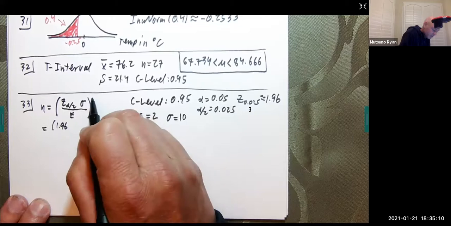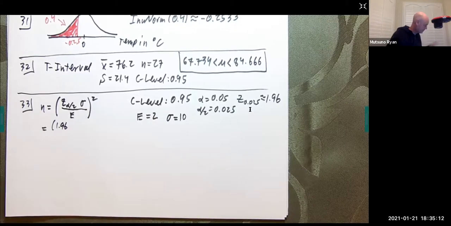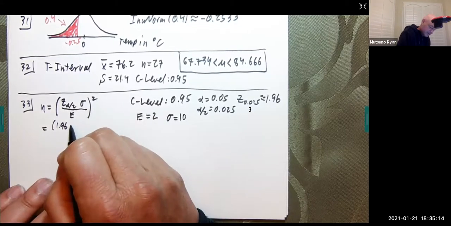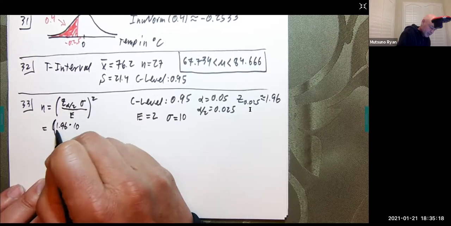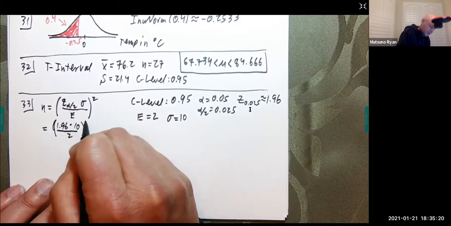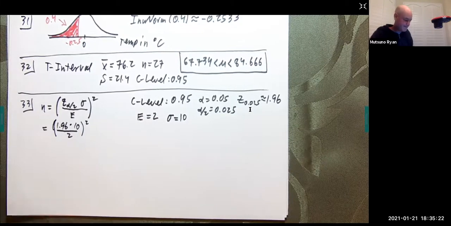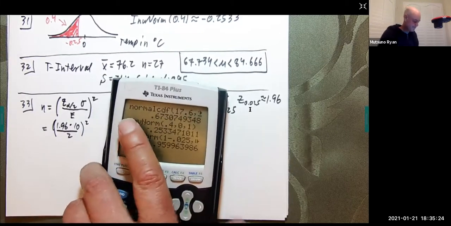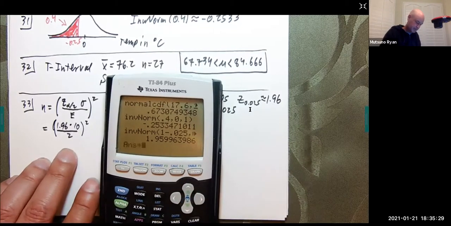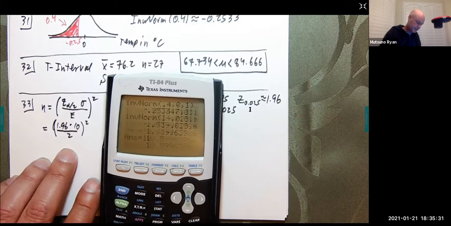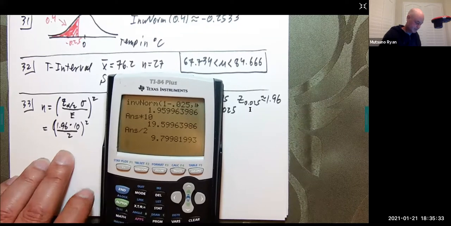Oh, I forgot to square the whole thing, is the formula. 1.96 times 10 over 2, squared. So I'm just going to use all that number. Why not? Times 10, divided by 2, and then square the whole thing.